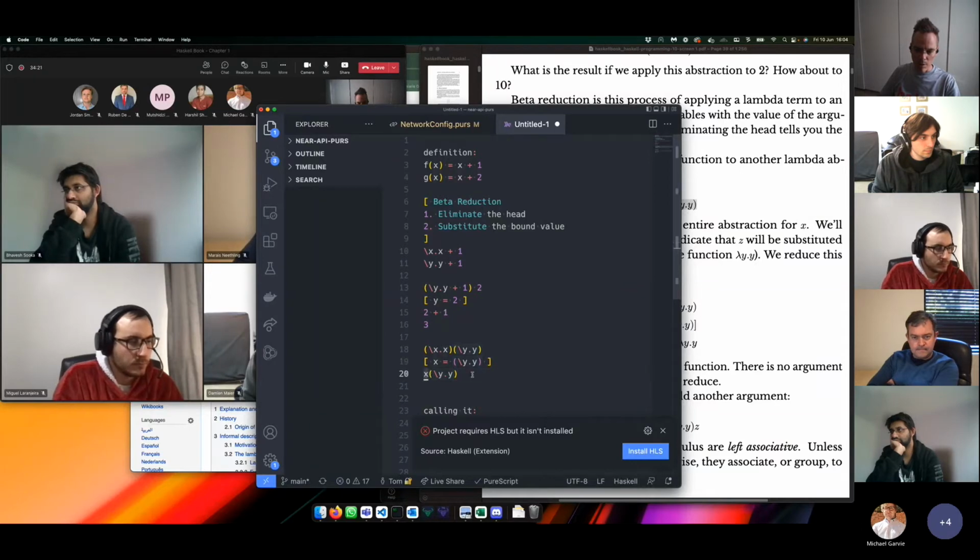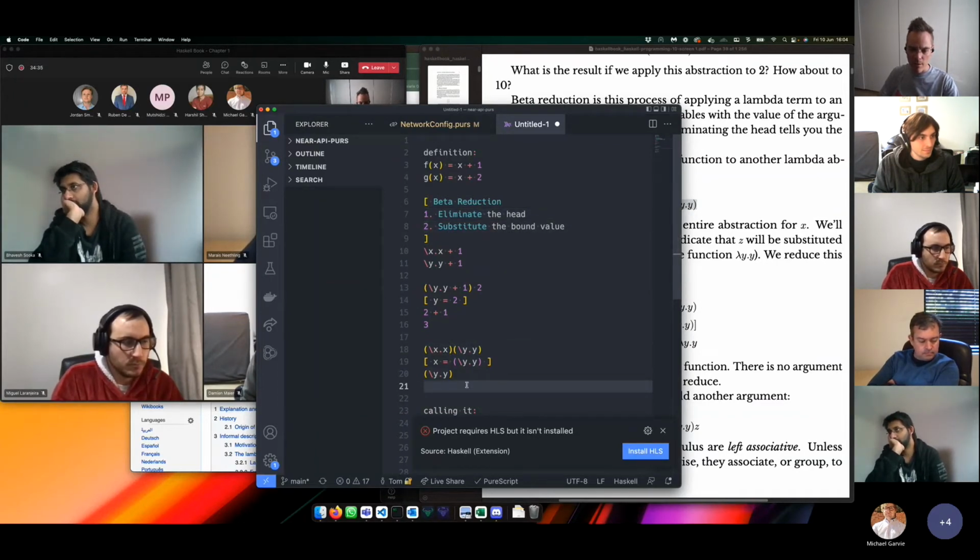Bonk. Sorry, we eliminate the head and we eliminate the parameter, so we are left with that. Yeah, eliminate the head. I suppose substituting the bound value also means killing the thing that was passed to it, right? So we are left with that. And that is completely reduced, right? We can't reduce that any further. Does that make sense? So that was the parameter.